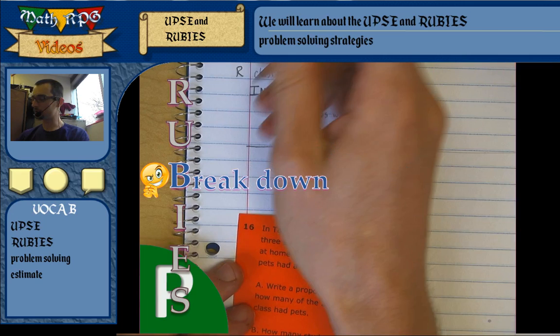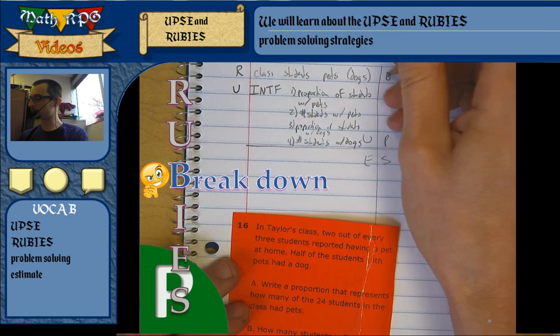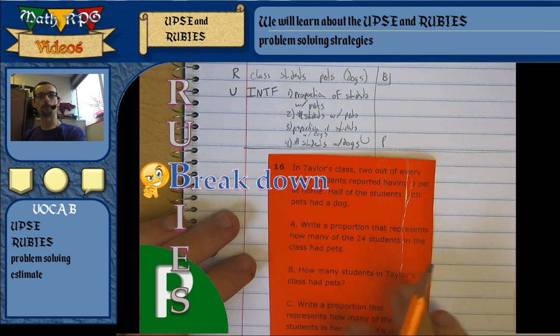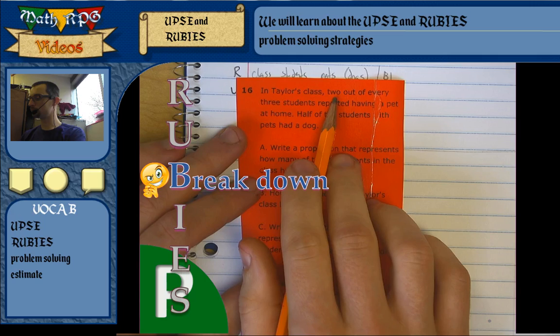We read it. We wrote our understand, our I need to find. Now we're going to break the problem down. And what that means is I'm going to take all the important numbers and all the important words and write them down. So I have them right in front of me. I can work with them. So in this problem, 2 is important, right?